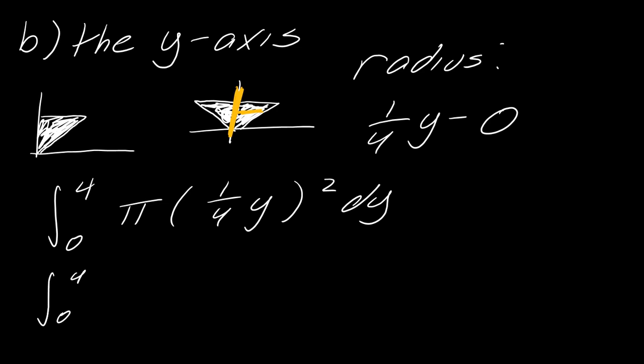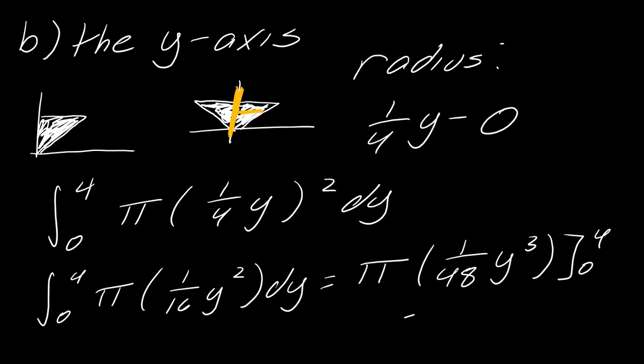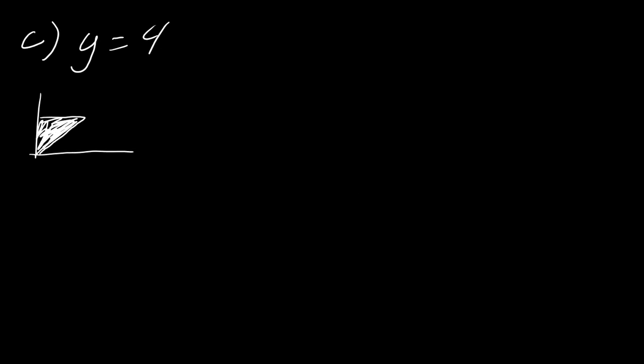So this is going to end up being, what is this? 1/16 y squared. So ultimately I get pi times 1/48 y cubed. And this needs to be evaluated from 0 to 4. So that will equal 4 pi over 3. Okay, so let's change it up.